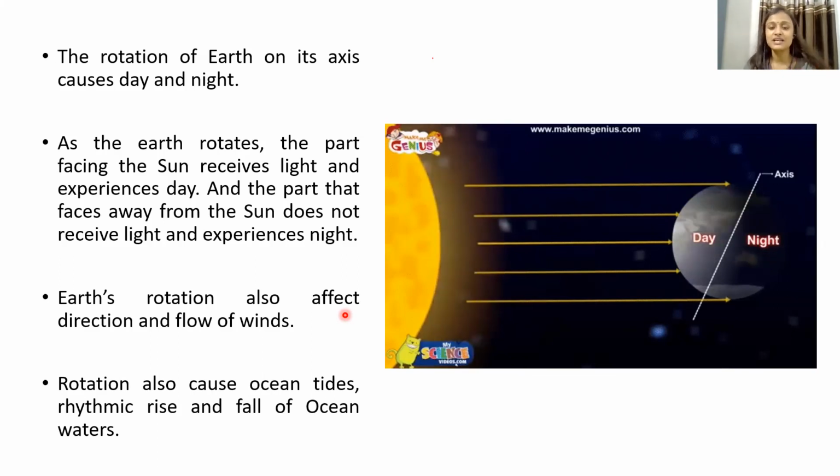So let us just revise. What have we learned so far? Rotation is when Earth is moving on its own axis. Revolution means when Earth is moving around the sun on its orbit or on its path. Orbit means the imaginary pathway, or you can say an imaginary road, which is followed by the Earth to revolve around the sun.